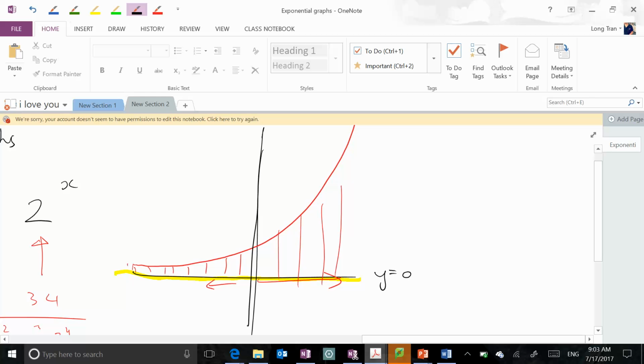Okay, because x is always your vertical sort of, you draw it vertically. Yeah? So you got an asymptote. That's the first property. Asymptote at y equals 0.